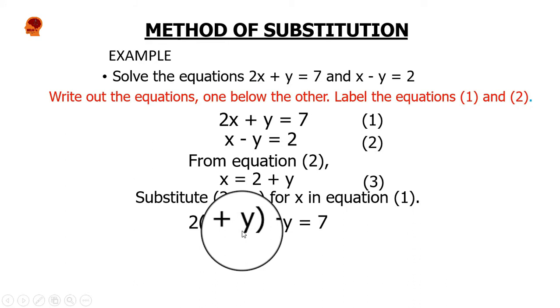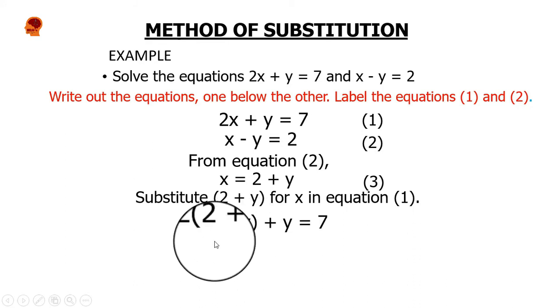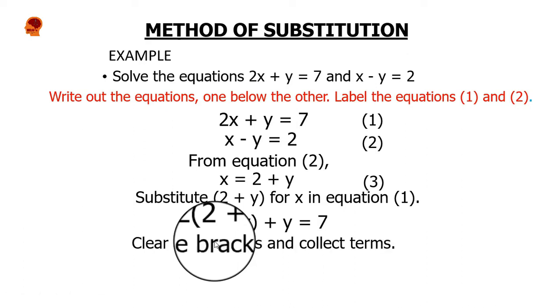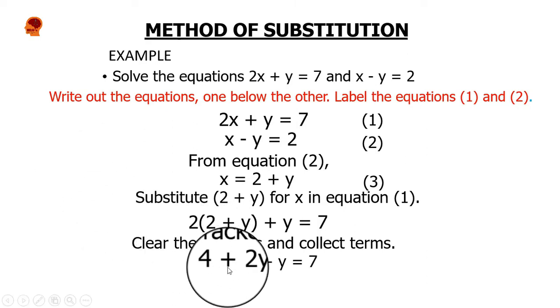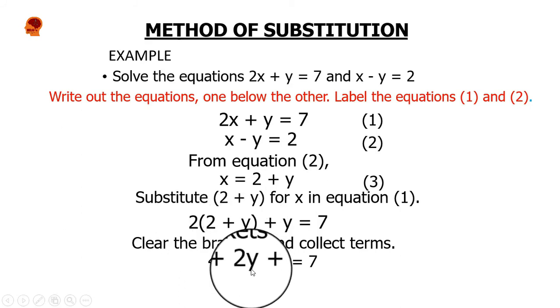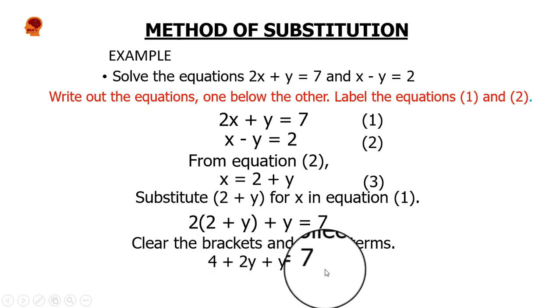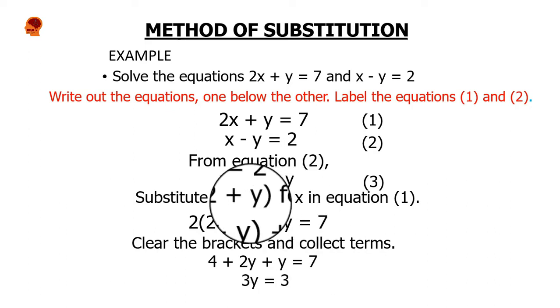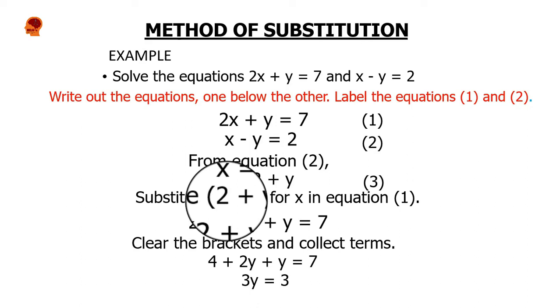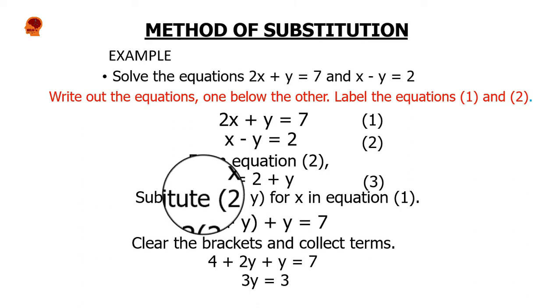Now, what are we going to do here? We are going to collect like terms and open the brackets. So we clear the brackets and collect like terms. It becomes 2 times 2 gives 4, plus 2 times plus y gives 2y, and then plus y equals 7. So we are going to collect like terms here, and then we have 4 plus 3y equals 7. So when you have 4 plus 3y equals 7, because we are looking for y, we have to bring out the 3y.